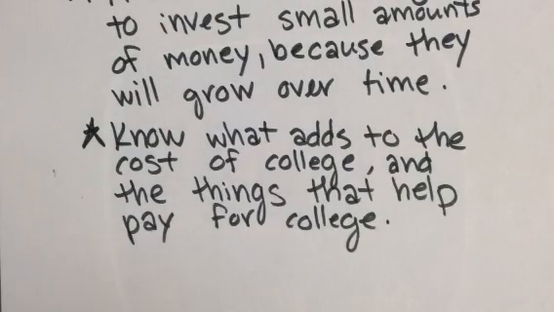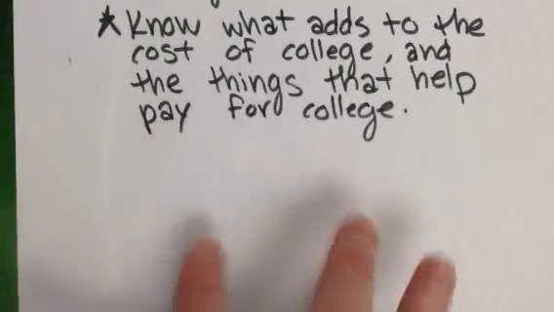And then you're going to go through and find the things that help pay for college, like scholarships or family contributions or maybe a grant that they got to help them pay for college. So remember that those things that help pay for it, you need to subtract. Okay, just a couple more.